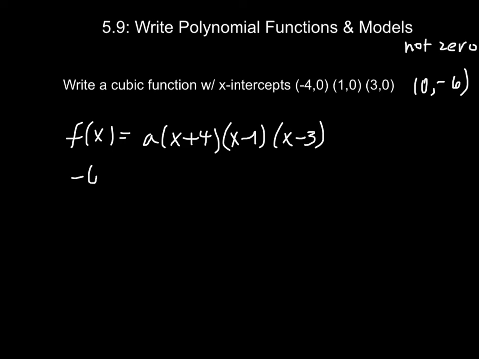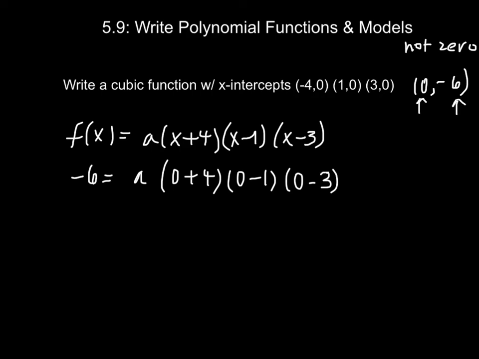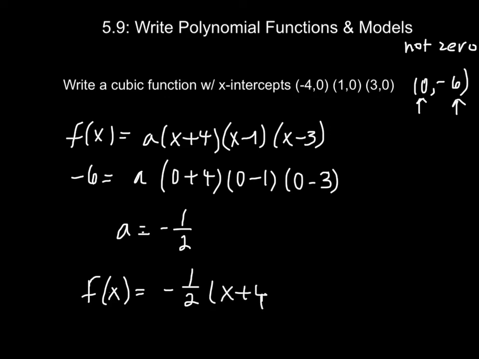So let's plug in -6 equals a, which is still our unknown, times 0 plus 4, 0 minus 1, and 0 minus 3. Anywhere there is an x, we're putting in our x value of 0. Anywhere there's a y is -6. So when we solve this, we get a equals -1/2. So our final answer is f of x equals -1/2 times x plus 4, x minus 1, and x minus 3.